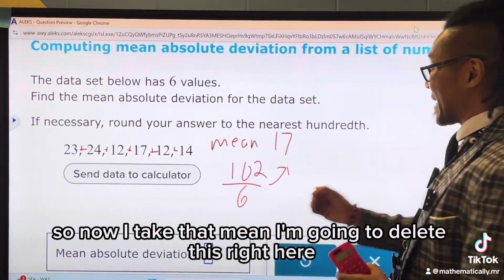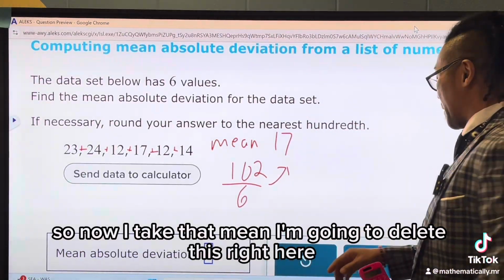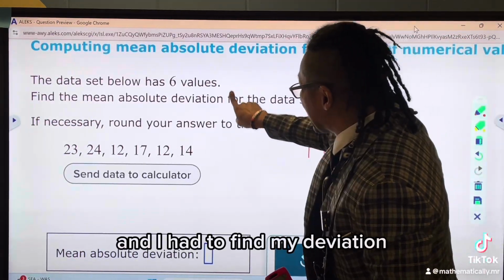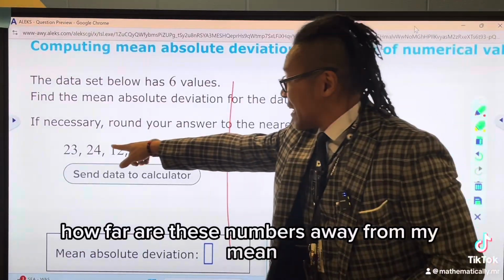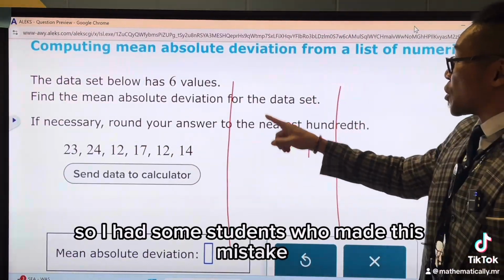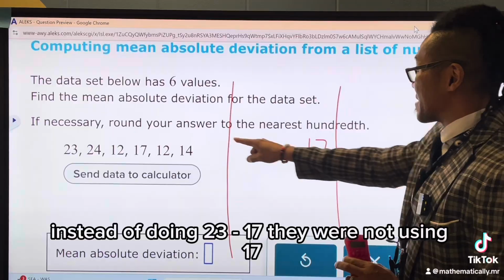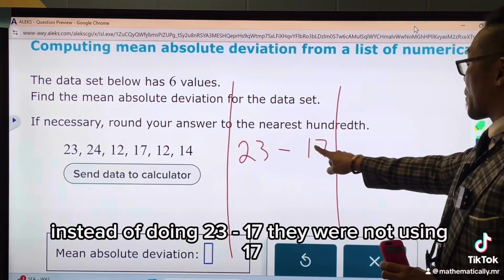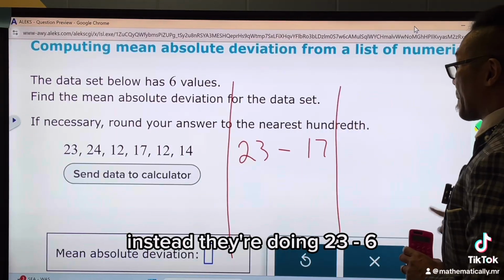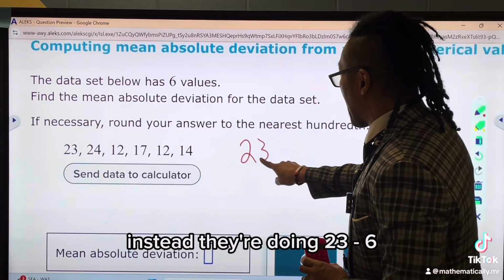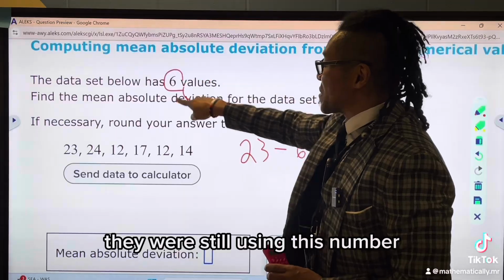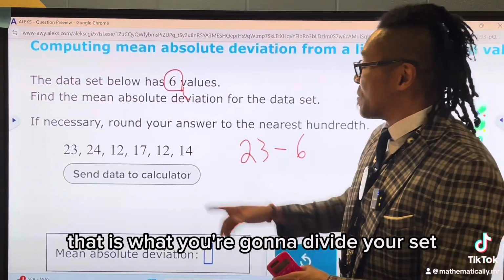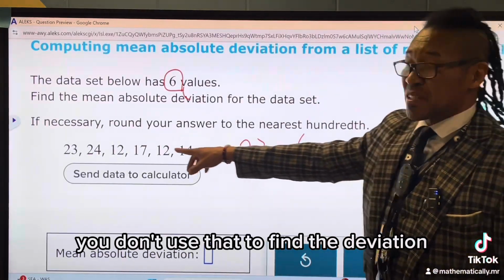So now I take that mean, I'm going to delete this right here, and I have to find my deviation. How far are these numbers away from my mean? So I had some students who made this mistake. Instead of doing 23 minus 17, they were not using 17. Instead, they're doing 23 minus 6. They were still using this number. That number is your divisor. That is what you're going to divide your set. You don't use that to find the deviation.